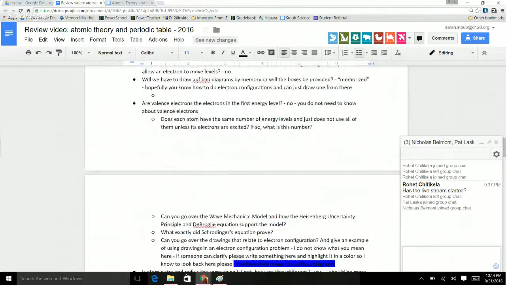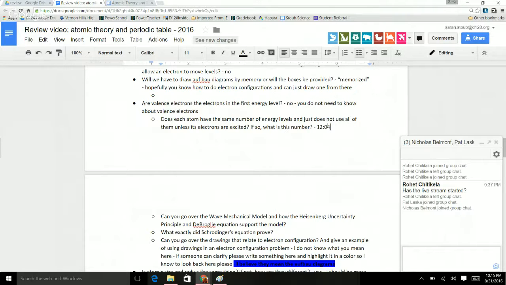Okay, here we go. Does each atom have the same number of energy levels and just does not use all of them unless its electrons are excited? No, because some energy levels go into the 4f block and the 6s block, and some atoms only go into the 2s block. Electrons can be excited into those energy levels, definitely.